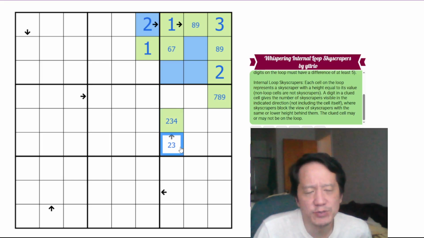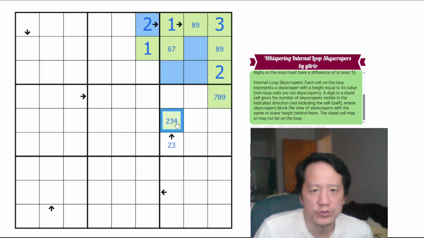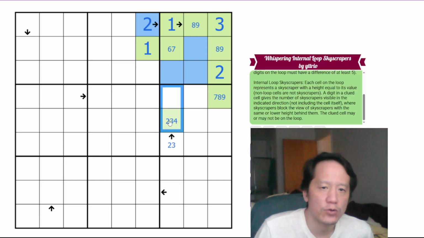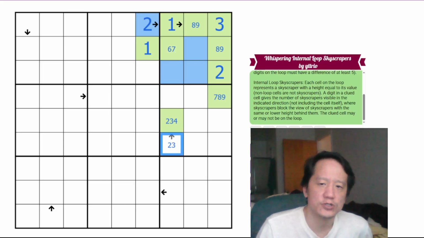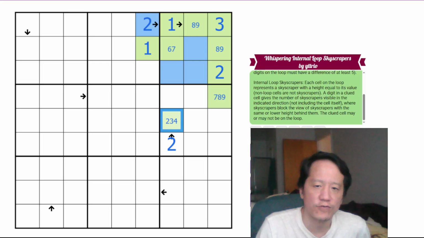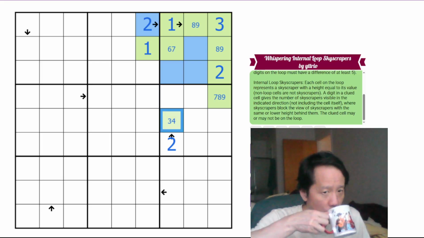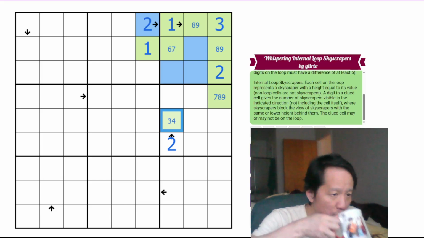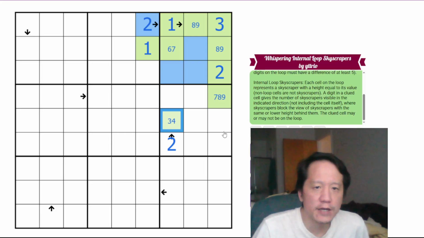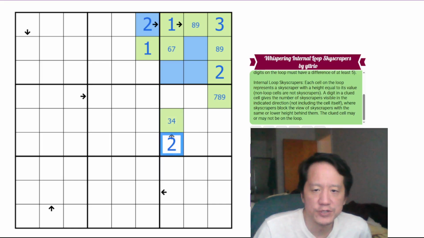I think this has to be 2 then, because it will only see either these 2 or it'll see this digit and that digit, but that's it. So this has to be a 2, which forces this to be 3 or 4. It cannot go this way on the loop because there's no difference of 5 here. Therefore, this is not on the loop.